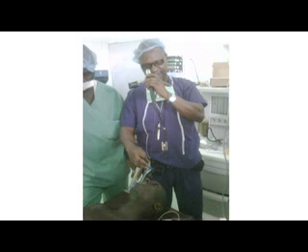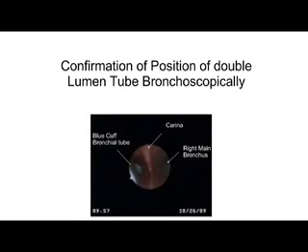We always use flexible bronchoscopy. This gentleman loves peering down the scope, as you can see. And we confirm the position. This is not very clear, but this is the left-sided bronchial tube. You can see the blue cuff of the bronchial tube on your left. You can see the carina very clearly. You can see the right main bronchus. So this way, we are sure that the tube is well placed.